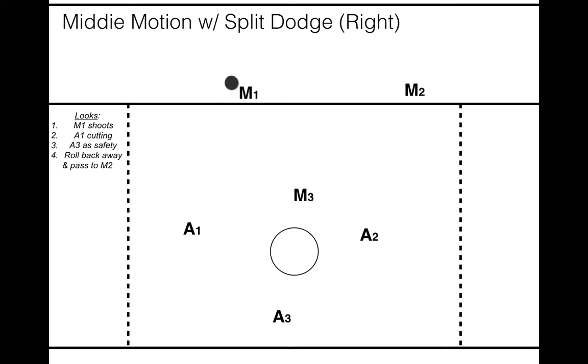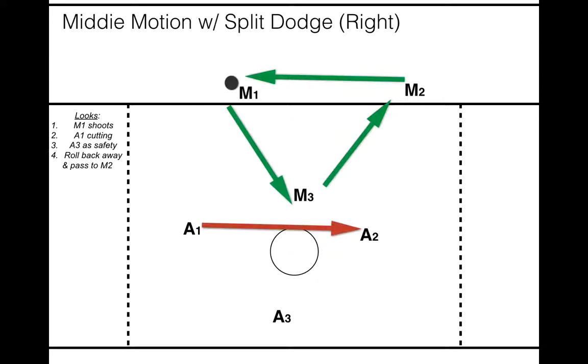And then your second look is to A1, who's going to be clearing out and cutting across the front of the cage. A3 is going to rotate to A1's spot for a safety pass. And last, you can roll back and pass to M2 back up top to rerun the play. So let's see how that is going to look. Again, off of the split dodge, we're going to have the rotation of our midfield looking like this, and we're going to have our attackman cutting as a threat as well. Cutting to score and cutting to clear out the defenders.